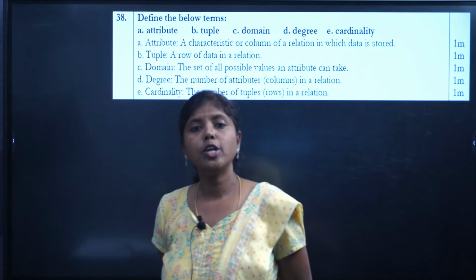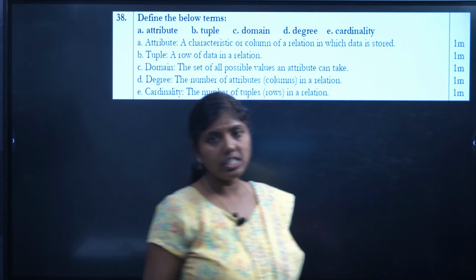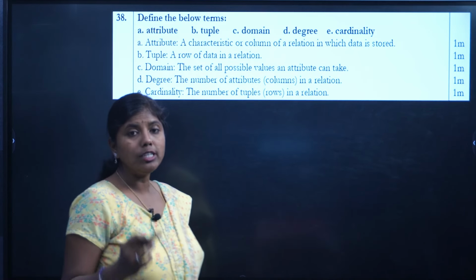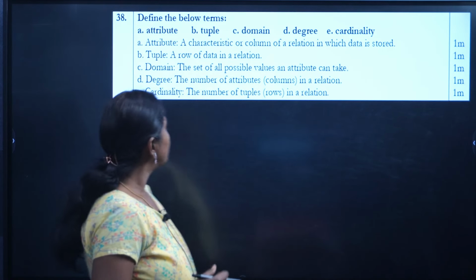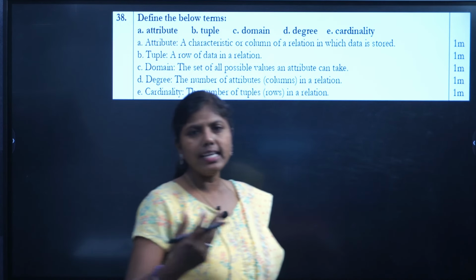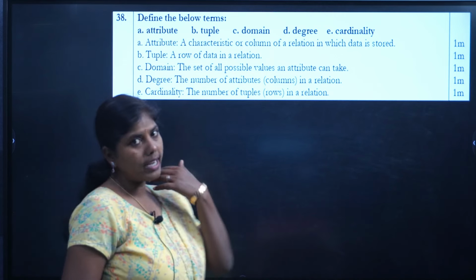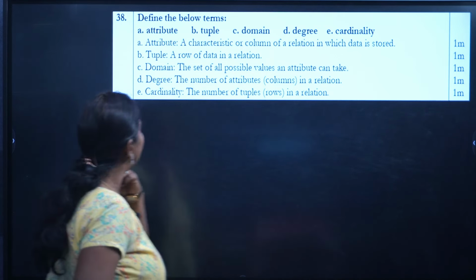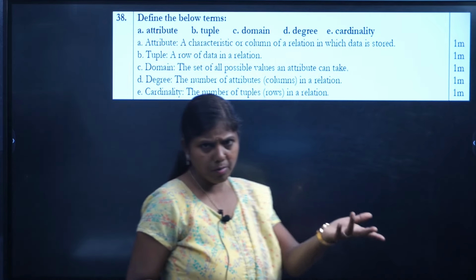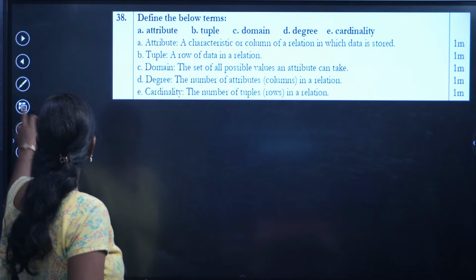What is an attribute? An attribute is a unique, distinct name for each and every column. Each column has a distinct header that is called an attribute. Attribute, field, or column are the same. What is a tuple? A tuple is a row, a record, a single entry in a table. A domain is the set of possible values an attribute can take. Degree is the number of attributes in a relation. Cardinality is the total number of tuples. I'll show you this with an example.